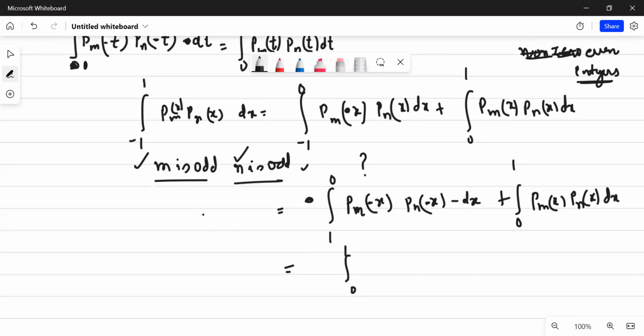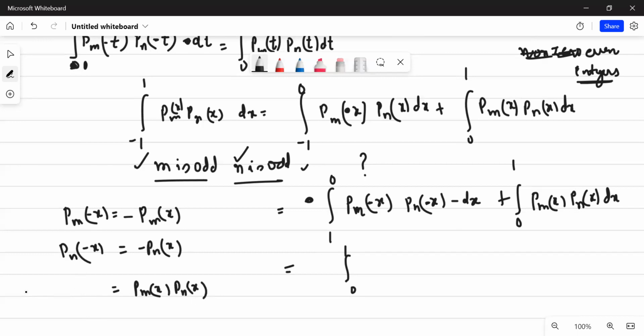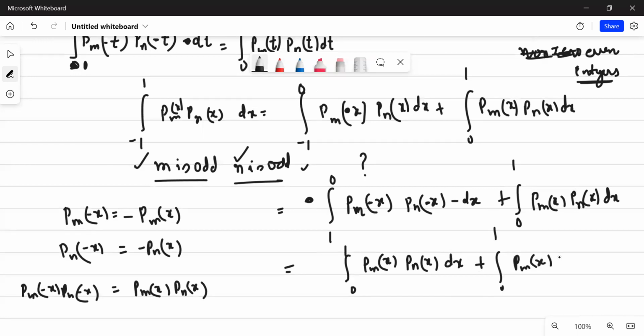And I already know that if m is odd, then Pm(-x) would be equal to minus PmX, and Pn(-x) would be equal to minus PnX. So if I multiply both of them, I'll simply get PmX PnX only. So my Pm(-x) Pn(-x) would be equal to this. So I'll write 0 to 1 PmX, and I'll write PnX, and I'll write dx. This is equivalent to writing 0 to 1 PmX PnX dx.